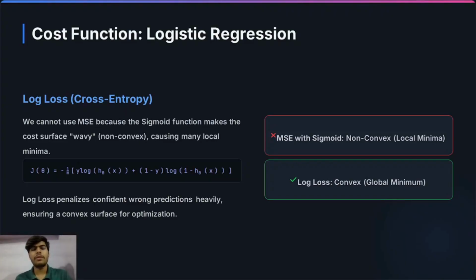The cost function for logistic regression is log loss, or cross entropy. We cannot use MSE because the sigmoid function makes the cost function wavy, not convex, causing many local minima. So by using this formula, log loss penalizes confident wrong predictions heavily, ensuring a convex surface for optimization.